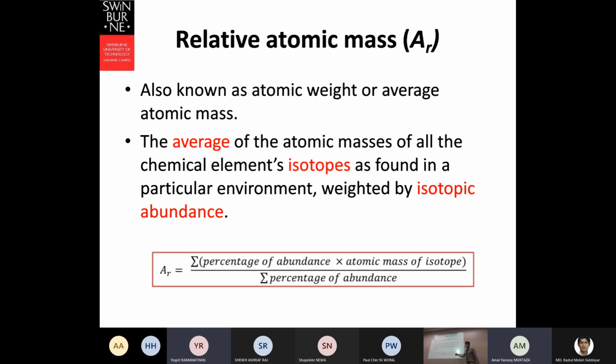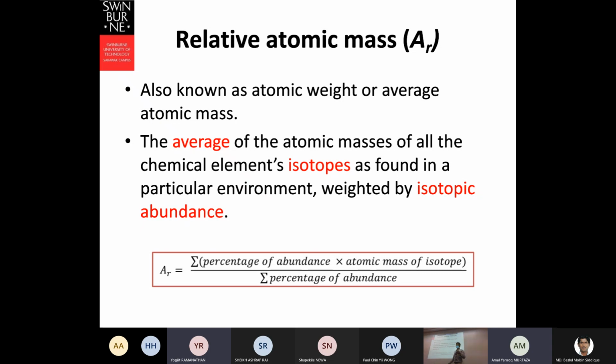And from here, it will be denoted as AR, that is relative atomic mass, which is a function of the percent of abundance. Percent of abundance means how many percent of that isotope is found in nature. Not all the isotopes are the same. One is 1%, 2%, 5%, 10%. The prominent one will be like 60, 70, 80%, and the rest are 1, 2, 3, 4%. So we will take the percentage of abundance of that isotope.